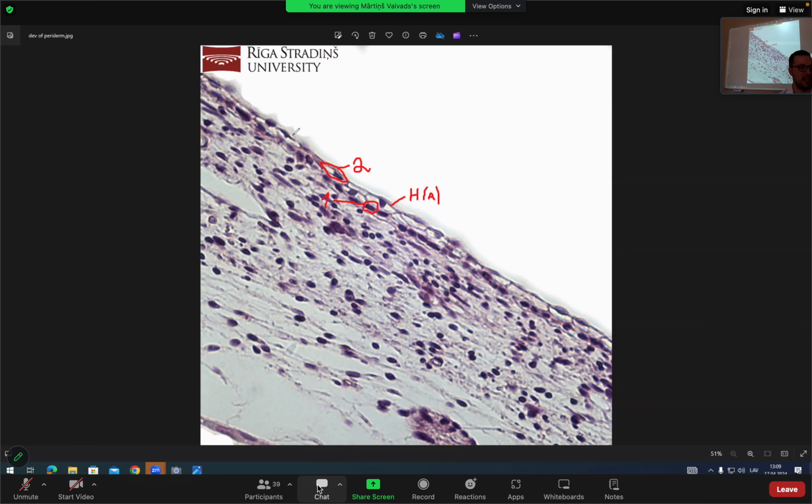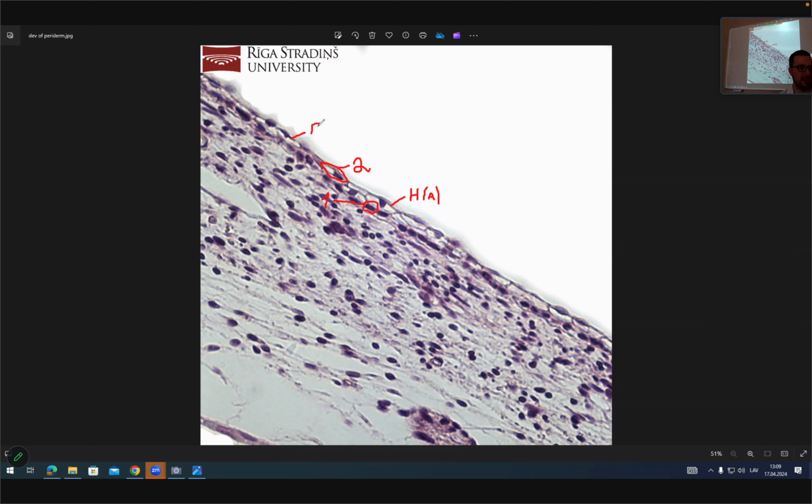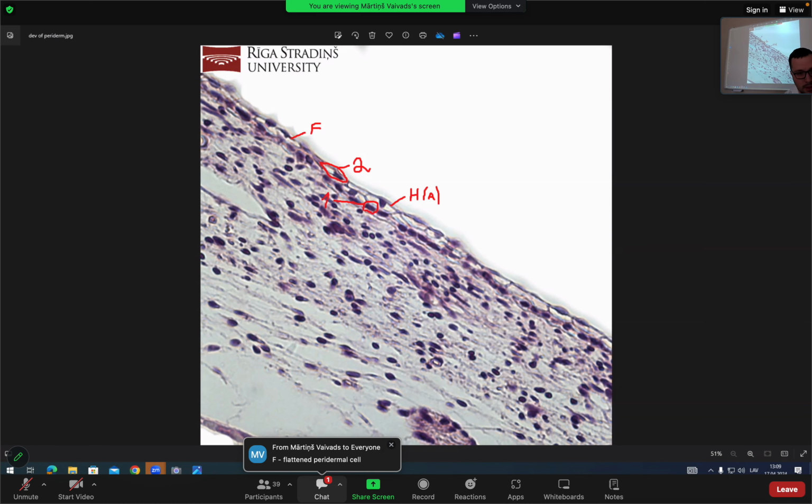Other peridermal cells are more flat, so flattened peridermal cells, or normal, as I would say. So these cells are not going through apoptosis. They will stay on the surface of the epithelium and will persist for some time. But if you just label them periderm cells, it will be okay. So it will be an okay answer. So don't mix them up with the basal cells. That's the main point here.